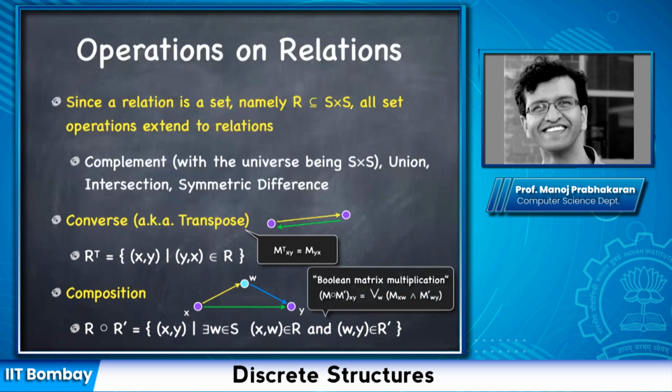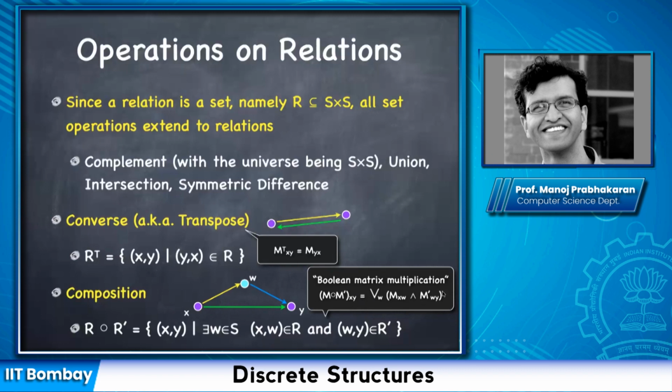In terms of matrix representation, in the composed relation, X is related to Y if there exists some W such that M of XW is true and M prime of WY is true. Here M and M prime are the matrices corresponding to R and R prime. So the XY cell in the matrix corresponding to R composed with R prime is true if and only if for some W this turns out to be true.